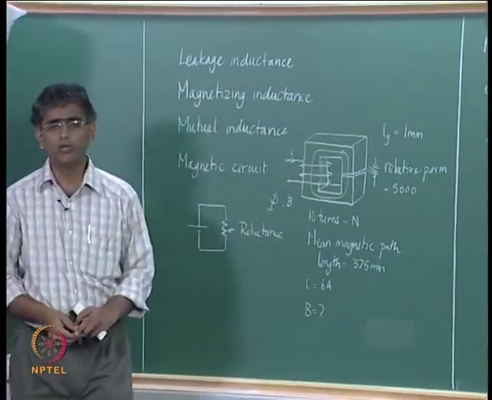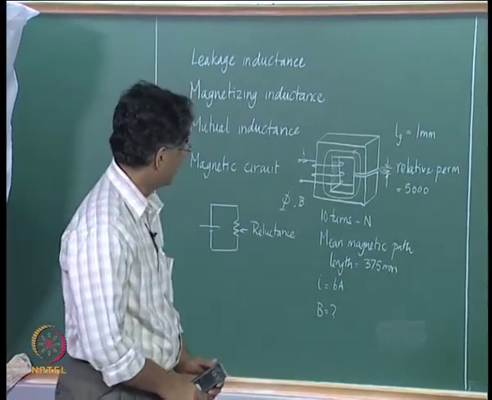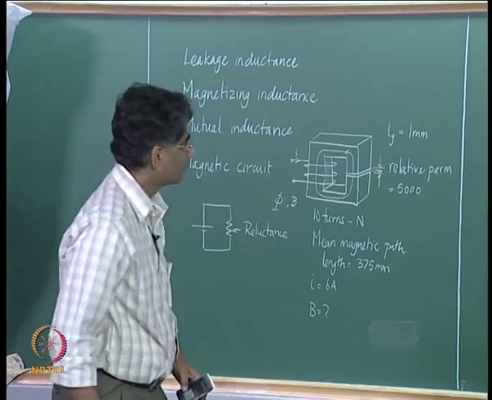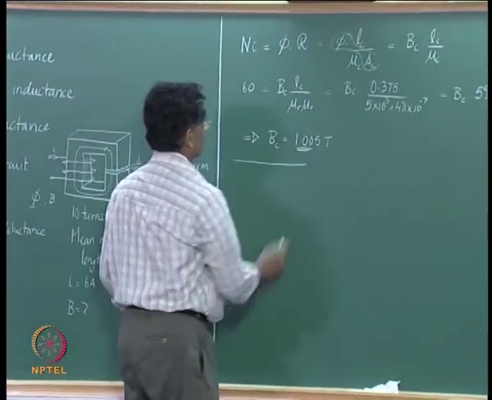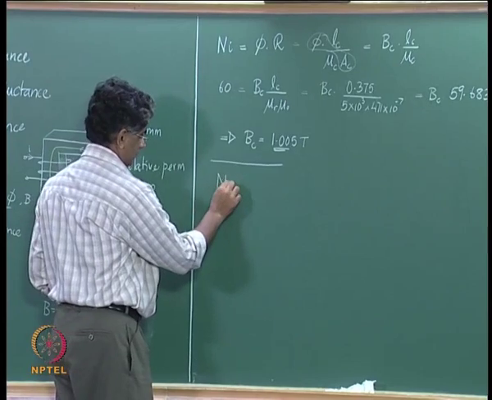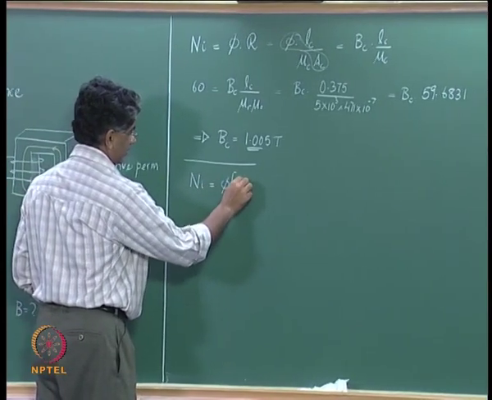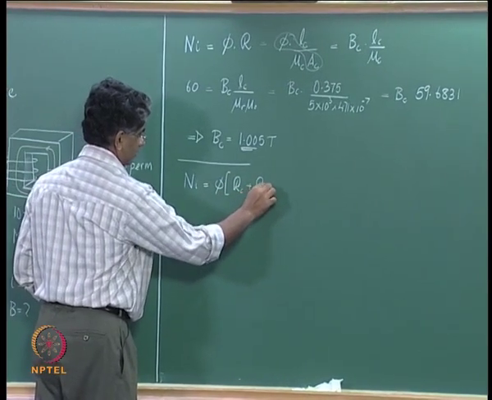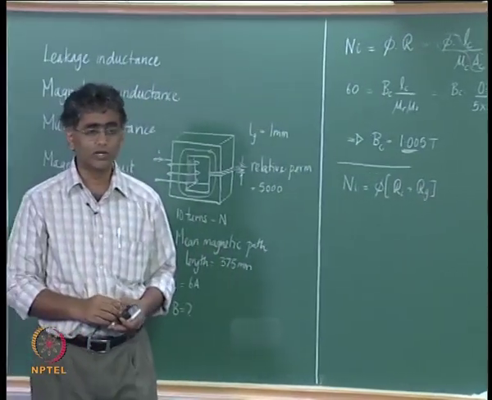So, 1 mm is a very small air gap that is introduced, and let us see what happens to these numbers with that small air gap. Okay. So, if there is an air gap, the expression then becomes Ni equals phi multiplied by the reluctance of the core plus the reluctance of the gap, that is the net reluctance.